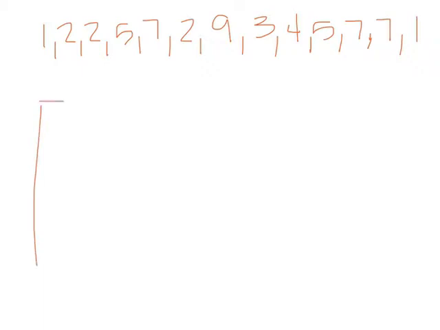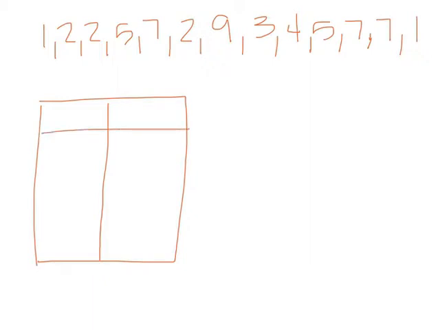So a frequency table is simply a record of tally marks. So you're going to take the numbers and the frequency with which they occur and just make a few tally marks so you can keep track of them.